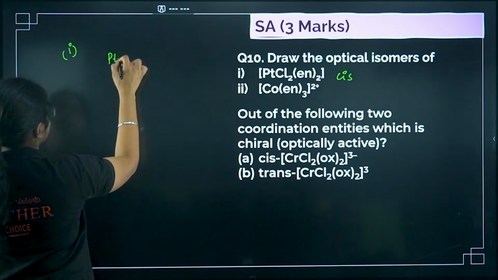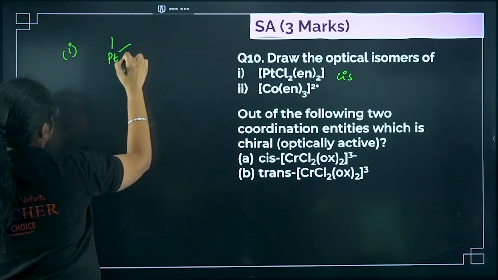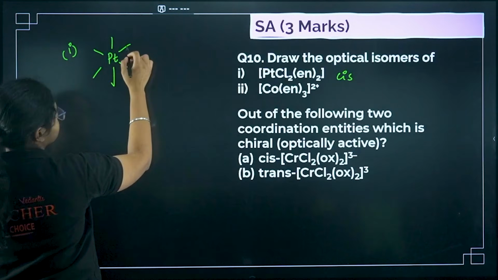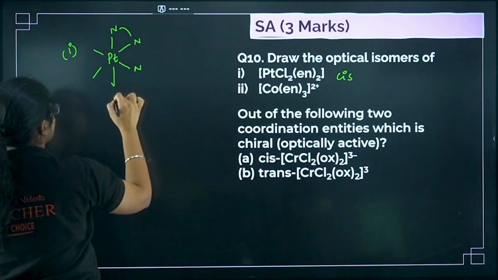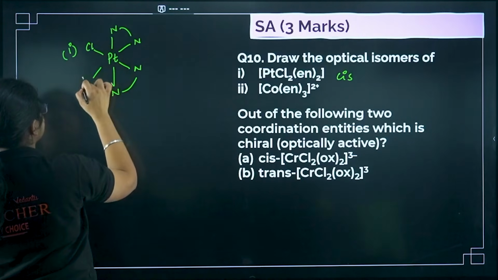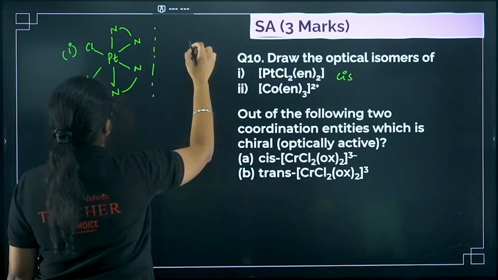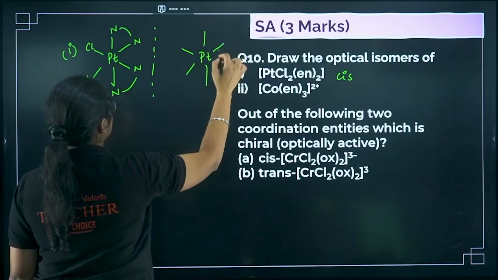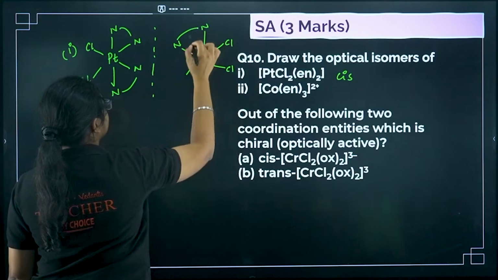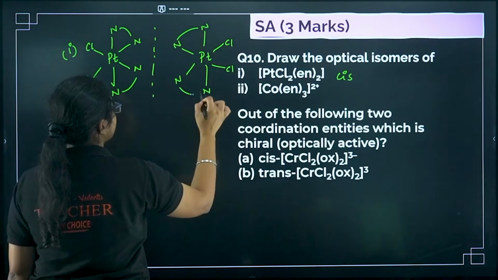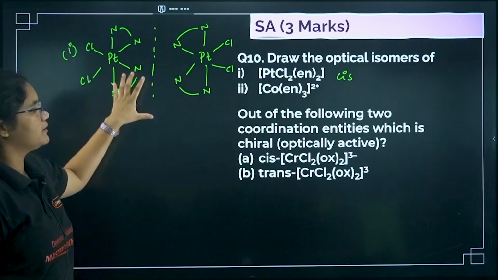You have Pt, then we have en, en, and Cl. Now if I draw the mirror image here, Pt will be there, and then I have Cl, and then we have N like this, and we have N and N like this, right? So these are non-superimposable mirror images of each other, so that is why they are optically active.